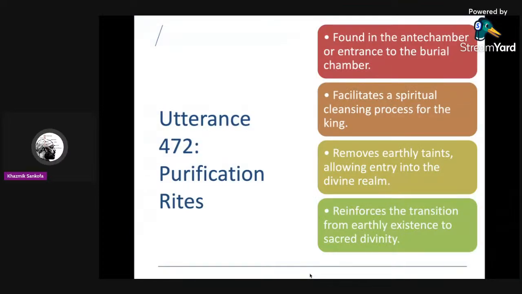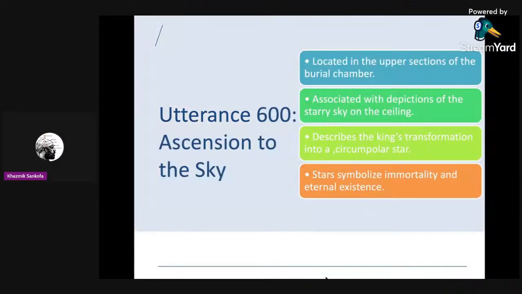And then utterance 472. After you get divine protection, you go through purification, though purification and divine protection are kind of simultaneous in modern spiritual practices. Utterance 472 is found in the burial chamber, and it facilitates a cleansing process. It removes all earthly taints, or lower aspects, lower inimical energy, so to speak. And it reinforces the transition from earthly existence to sacred divinity.